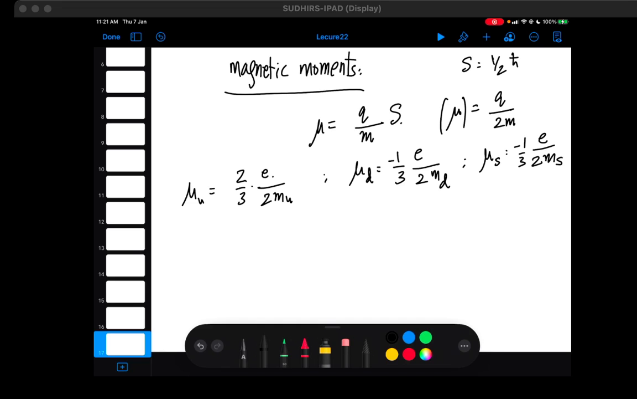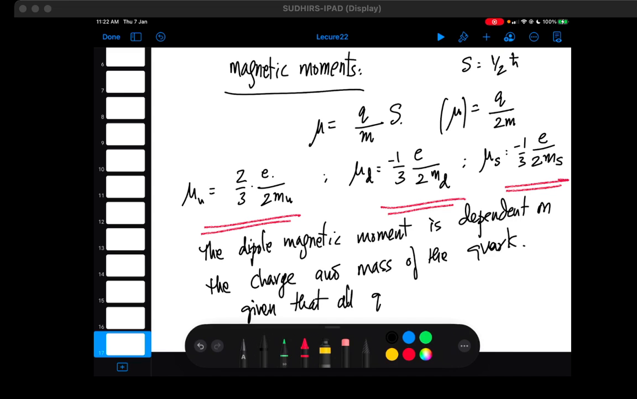Now, it's very important that the magnetic moment scales with the masses. That's an important aspect actually. So the dipole magnetic moment is dependent on the charge and mass of the quark, because the spin is the same. All the quarks are spin half particles.